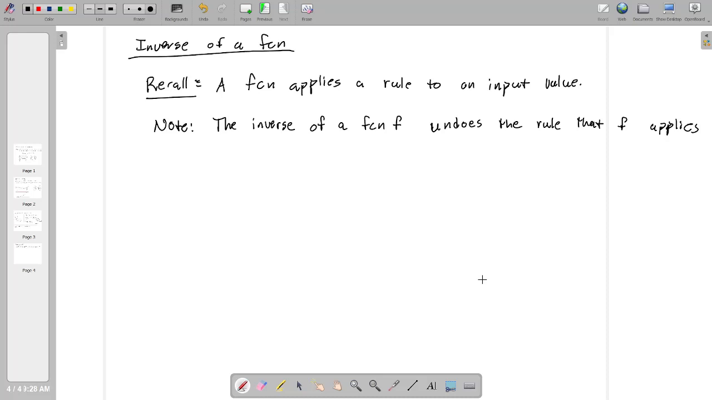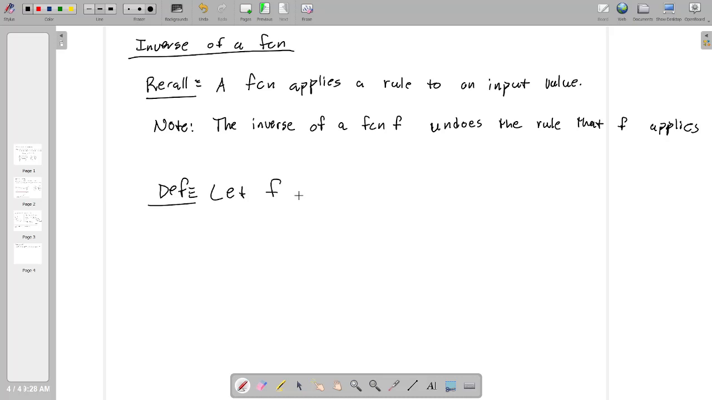We also talked about a blender being a function. Now, we said that the input of a banana into a blender would output banana mush. Now, the inverse function of that would be something that takes that banana mush, puts it all back together how it was originally, and then outputs that banana. So all an inverse function does is it undoes what the function did.